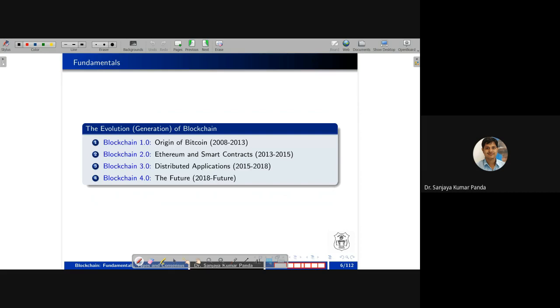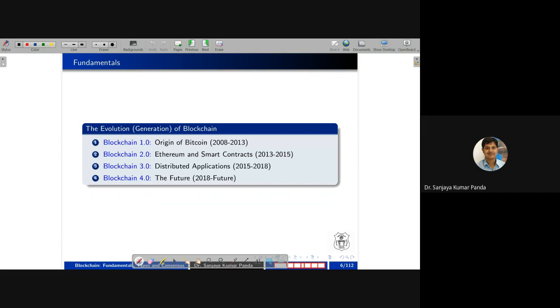Now coming to the evolution and generation of blockchain, like we discussed about Industry 1.0 to Industry 5.0. Similarly, blockchain also has four different generations, starting from 2008 to today, which is 2023. The origin of blockchain is the first version, which we call blockchain 1.0, from 2008 to 2013. Blockchain 2.0 is related to Ethereum and smart contract, which is also one of the important topics of this particular faculty development program, between 2013 to 2015.